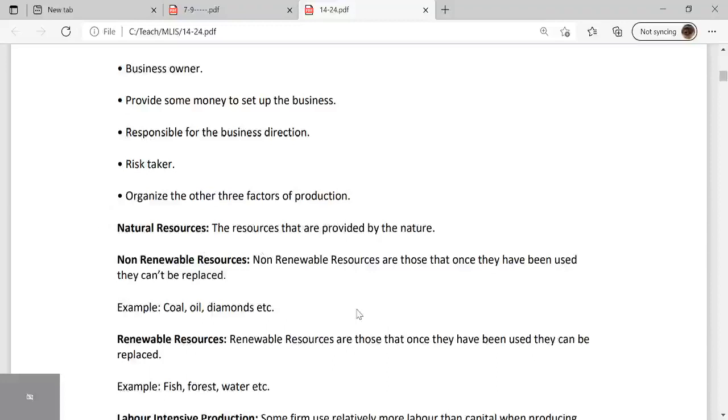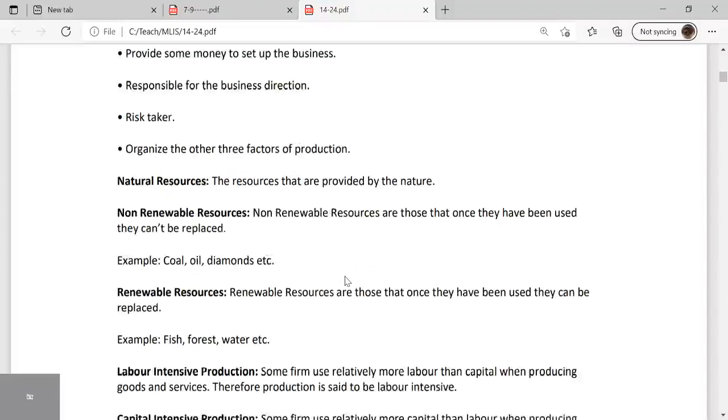Then there are different kinds of resources. We already talked about resources, like all the factors of production. These are resources, so they can be categorized into different types. We have natural resources, artificial resources, non-renewable resources and renewable resources. Non-renewable resources include coal, oil or diamond. These resources cannot be replaced. If you use them, it will be over.